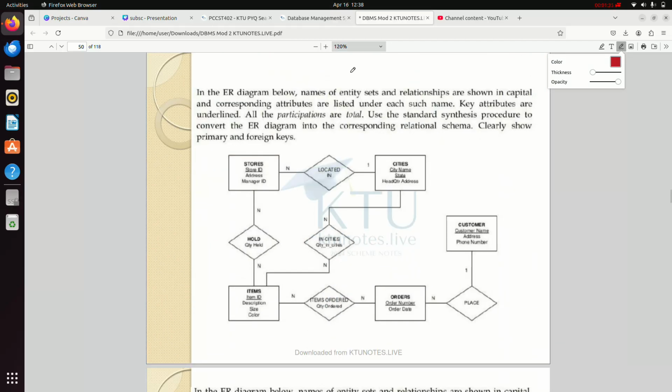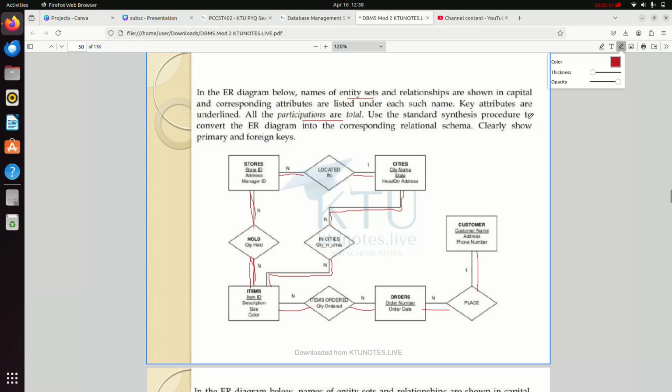In the ER diagram below, names of entity sets and relationships are shown in capitals and corresponding attributes are listed under each name. Key attributes are underlined. All the participations are total. That means this is a total participation. This is a total participation. This is a total participation. Here also you have a total participation. Two lines I am drawing right now. Another total participation, another total participation. See, all of them are total participation.